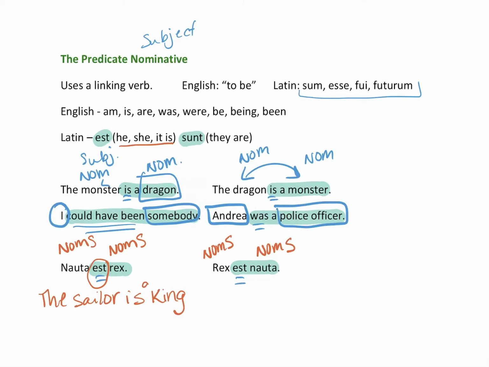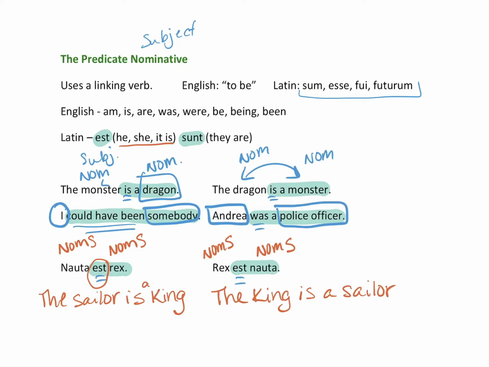Or I could say the sailor is a king if you wanted to. And here I could flip it and say the king is a sailor. I am saying both things. They are equal. King and sailor are equal. I'm just renaming them. So you're going to need to know that in order to do your chapter reading.